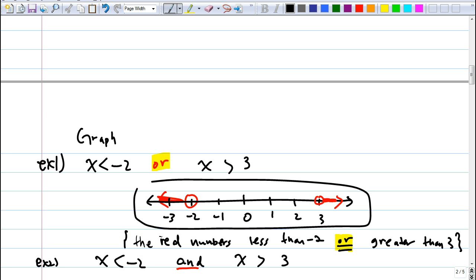So Jason, that was better. What you said is correct, but this is the normal way of saying it. This is what we're used to. We just say the real numbers less than -2 or greater than 3. Is that okay? All right, let's do example 2 now.